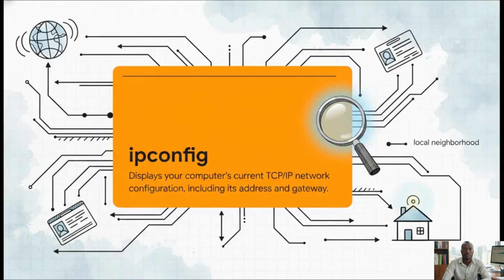First tool out of the bag is ipconfig. The easiest way to think about this is like your computer's network ID card. It tells you exactly who your computer is on the network, what its address is, who it talks to for directions, and how it's plugged into the local neighborhood. It's the absolute first step you should take every single time.